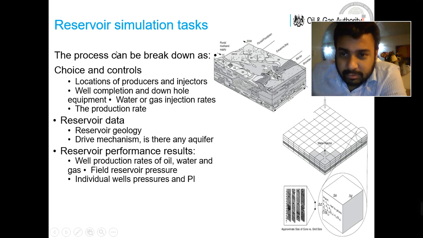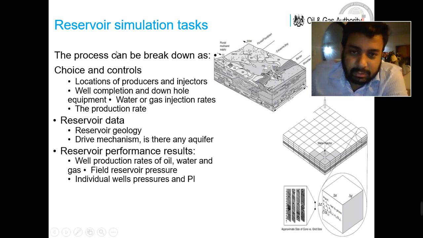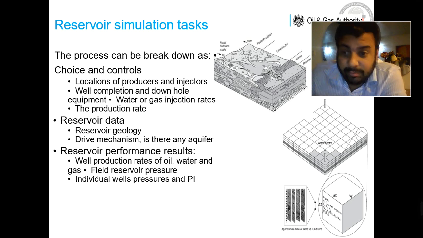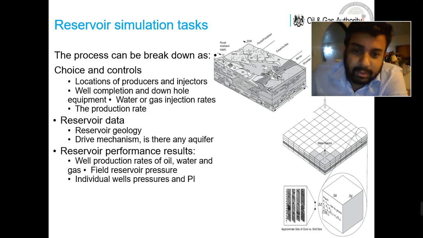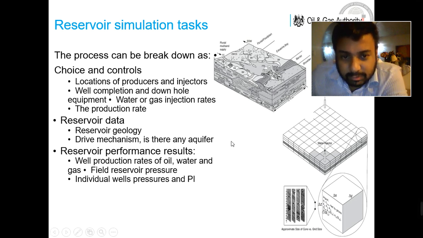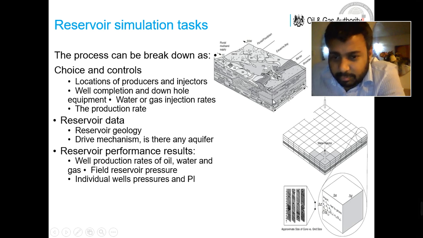But in the compositional model, we define the complete composition. For example, we have ethane, methane, propane, butane, and so on. We don't just define oil. Okay, there's oil, but what components of oil? Like pentane, hexane, heptane, octane, nonane, decane, and so on. So we define all the processes in this one.